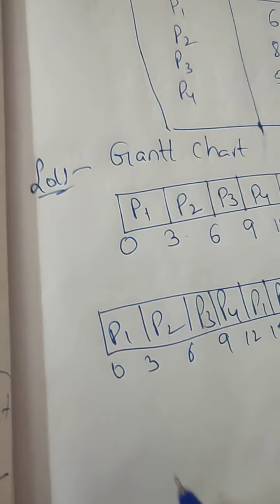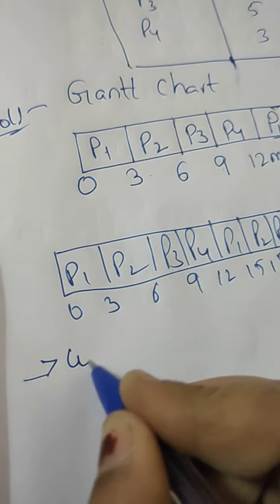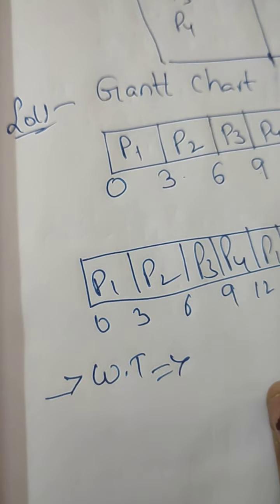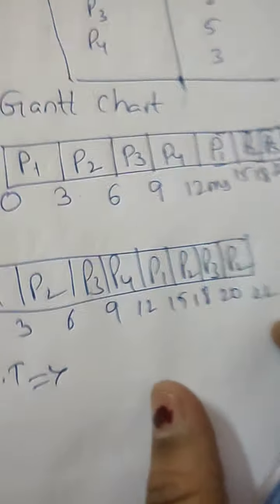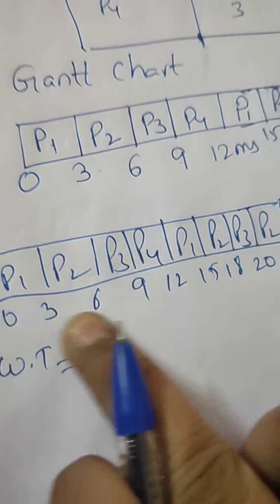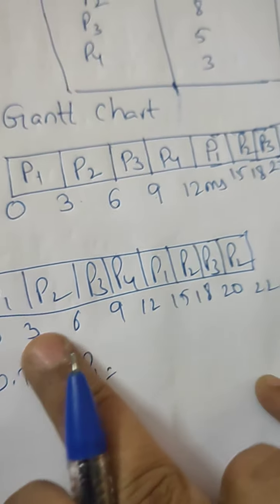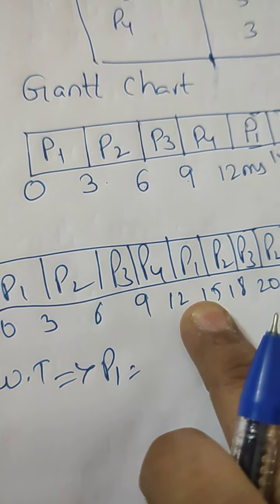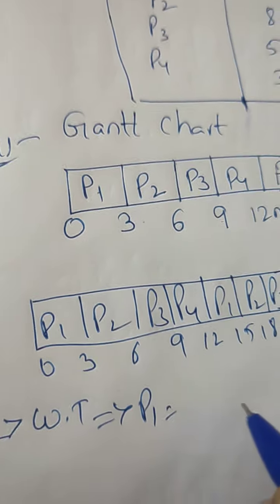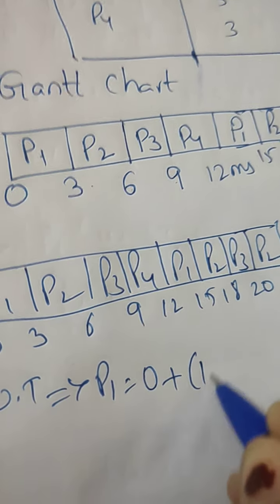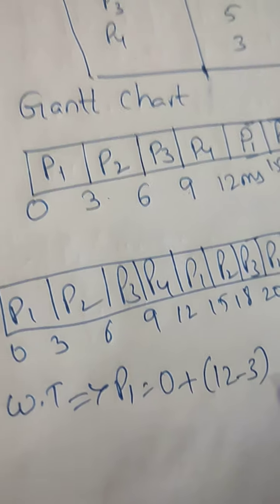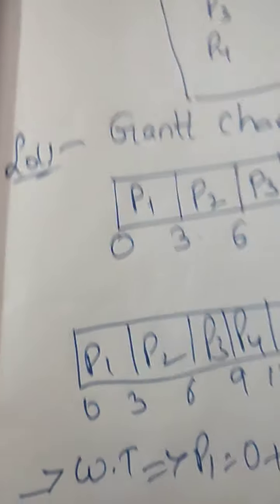Now what we have to do, we have to solve the waiting time. So we all know the waiting time is the time where the process is waiting for its execution. So if you consider here P1, the waiting time is 0. And again from 3 to 12 it is waited, means 0 plus 12 minus 3. It becomes 9 milliseconds.